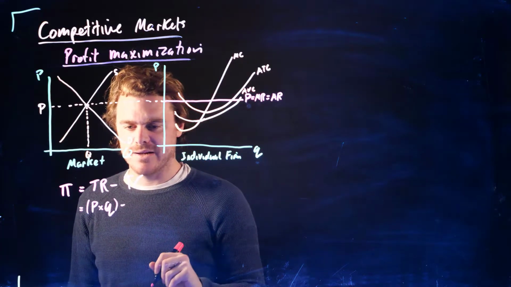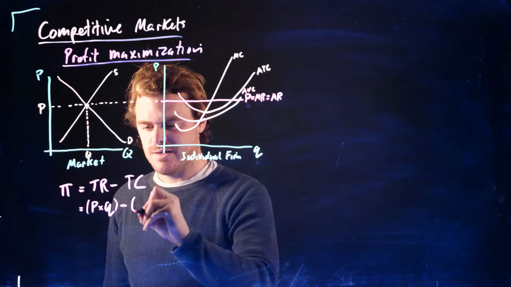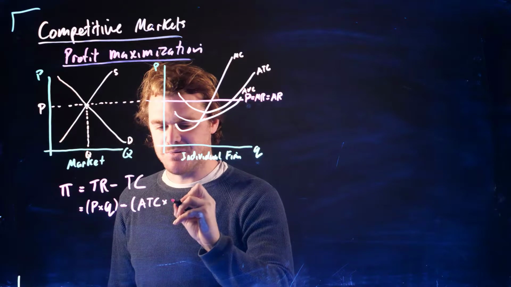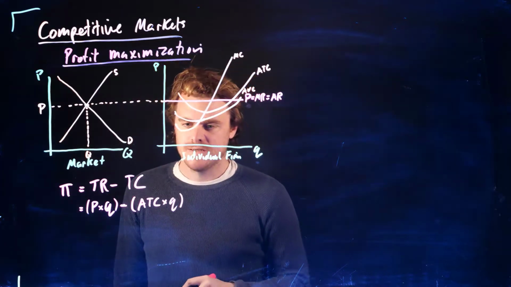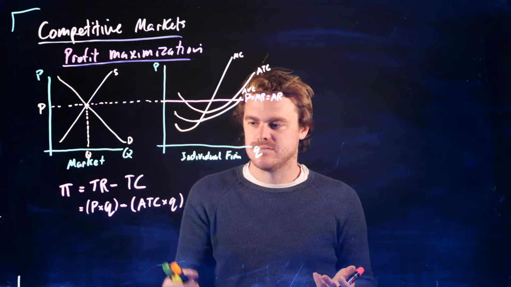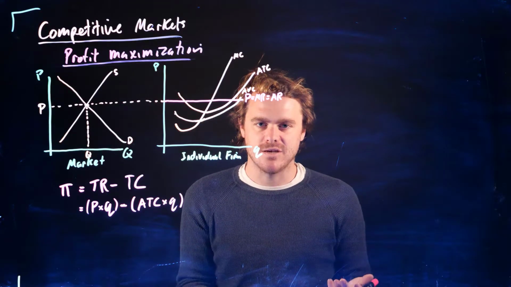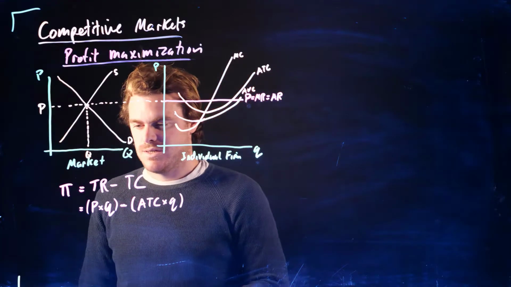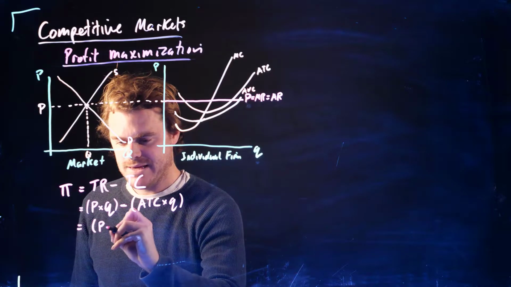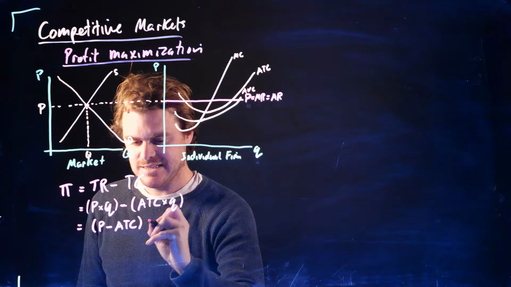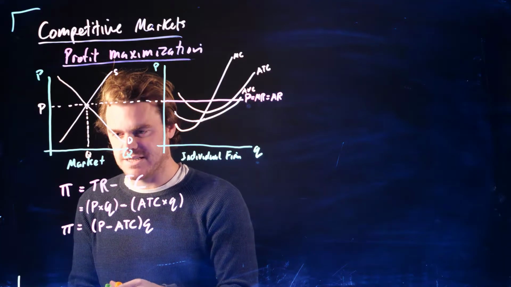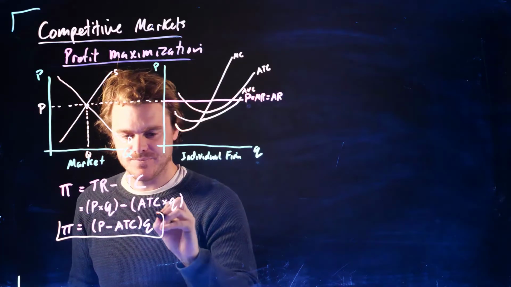Another way of calculating total cost would be taking the average total cost and multiplying it by the quantity they produce, right? That's going to be the same thing as total cost: average cost times Q. Which means that really we have P minus ATC times Q. This is our profit, another way of expressing profit.